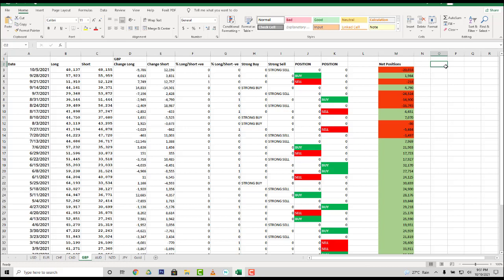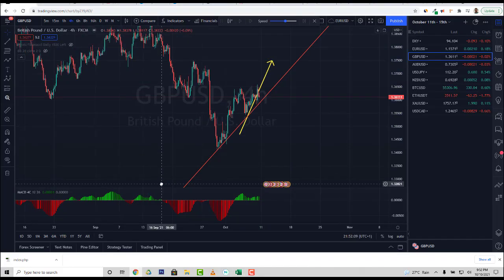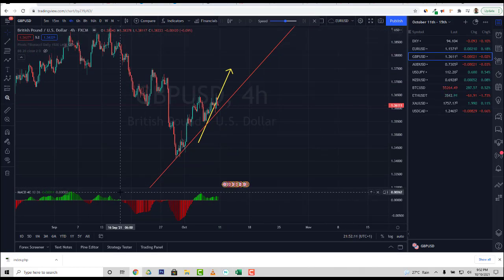Remember, I said that the market structure and the wave supersedes what the commitment of traders tells us. Despite how convinced the commitment of traders might be in its decision, we still have to respect market structure and trade in the direction of the trend, right? So let's come into the chart here. What do we see, guys?